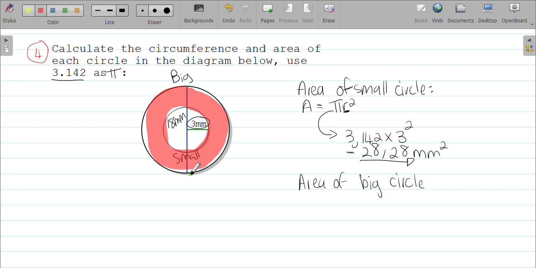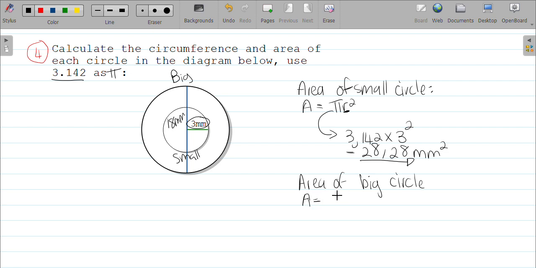So for the simplicity of this question, we are going to calculate the area of the entire circle without any subtraction of the area of the small circle. Okay, just wanted to clarify that with you guys. Now let's go ahead and calculate the area of the big circle.